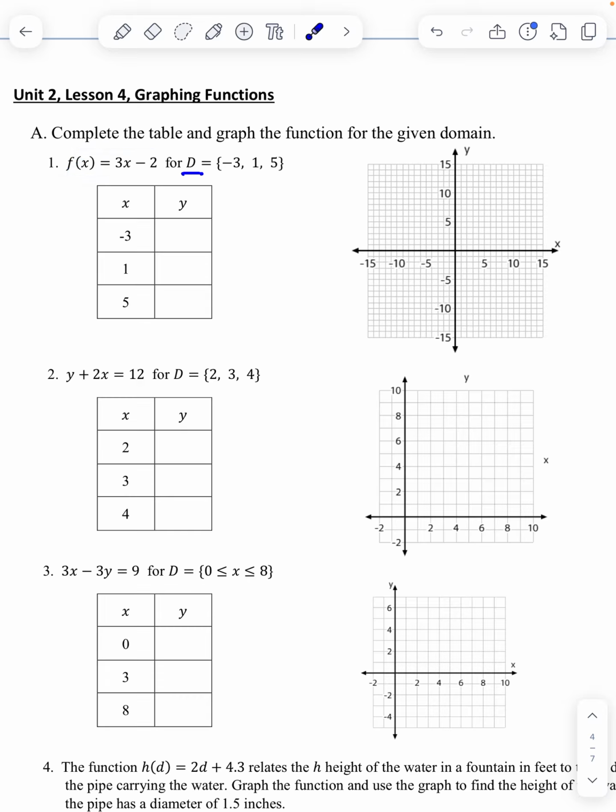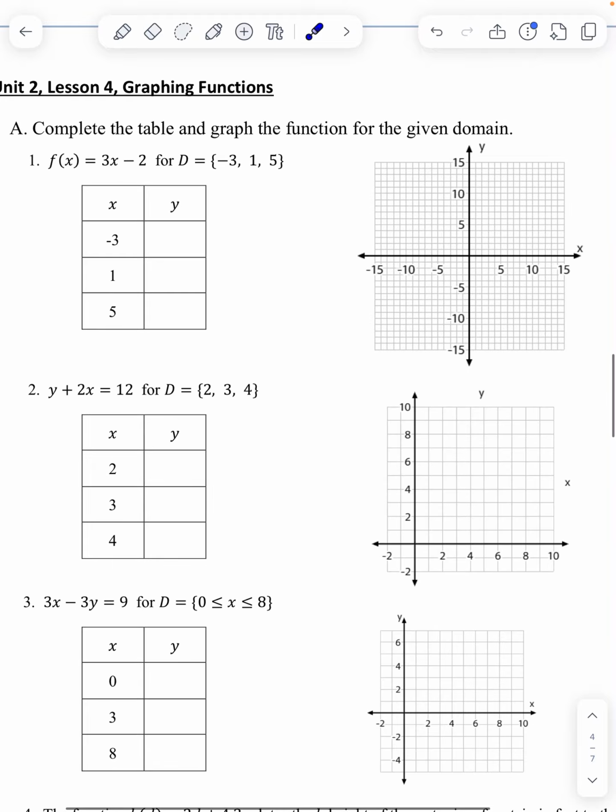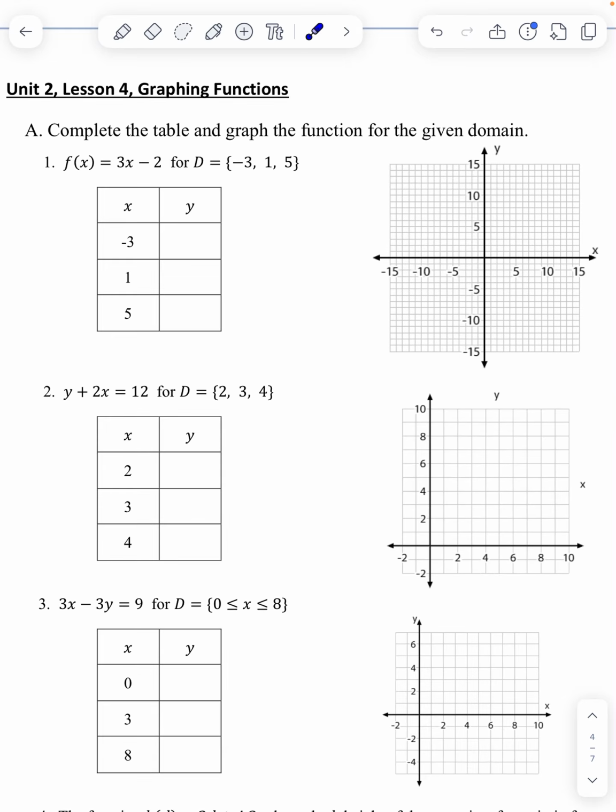For domain, negative 3, 1, and 5. The domain is elements, so we're probably going to graph some points. There's no lines, right? Complete the table. When x equals negative 3, let's do negative 3.